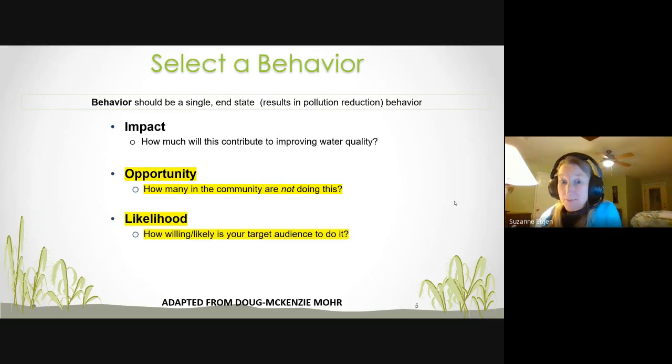That is the sweet spot. So we're going to look at how we determine that for two congregations in this program. So next slide.